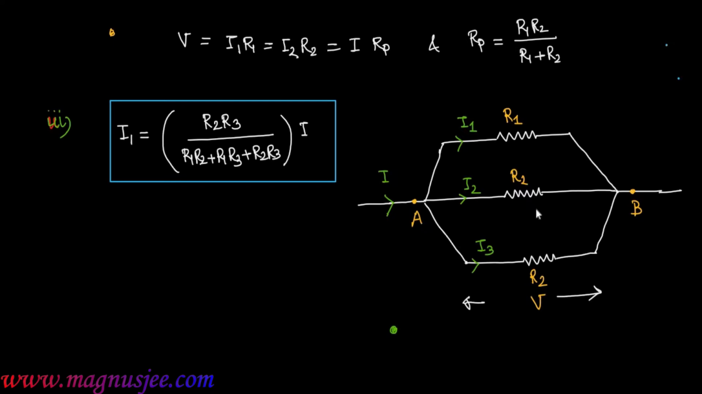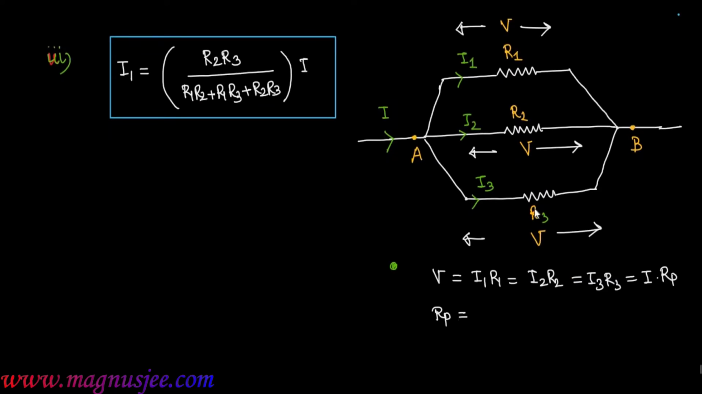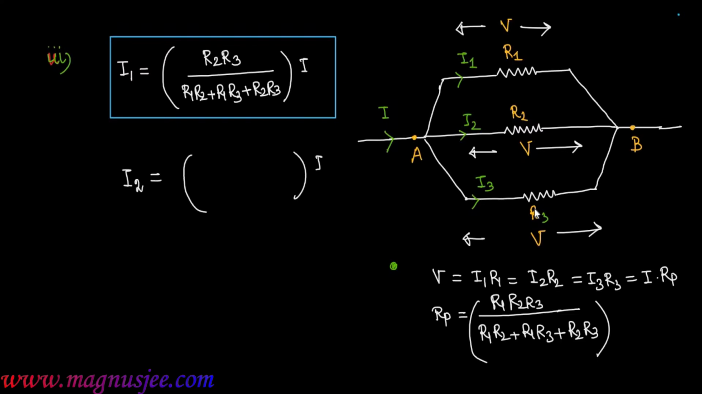V is the potential difference across the three resistors R1, R2 and R3. V is the potential difference across all the resistances R1, R2, R3 which are connected in parallel combination, and this potential difference V is I1 R1 equal to I2 R2 equal to I3 R3 equal to main current I into RP, where the equivalent resistance of this parallel combination RP is R1 R2 R3 divided by R1 R2 plus R1 R3 plus R2 R3. That is the equivalent resistance of the parallel combination of three resistors.